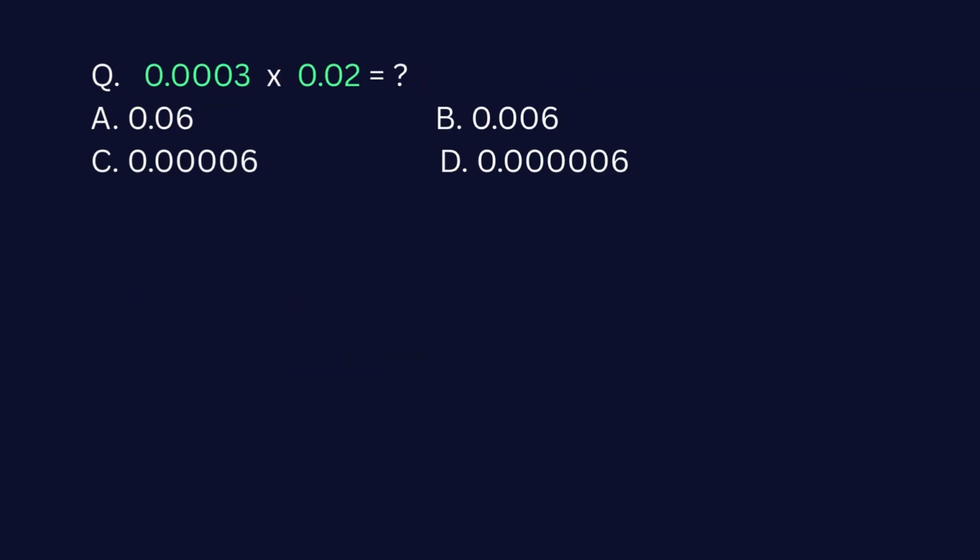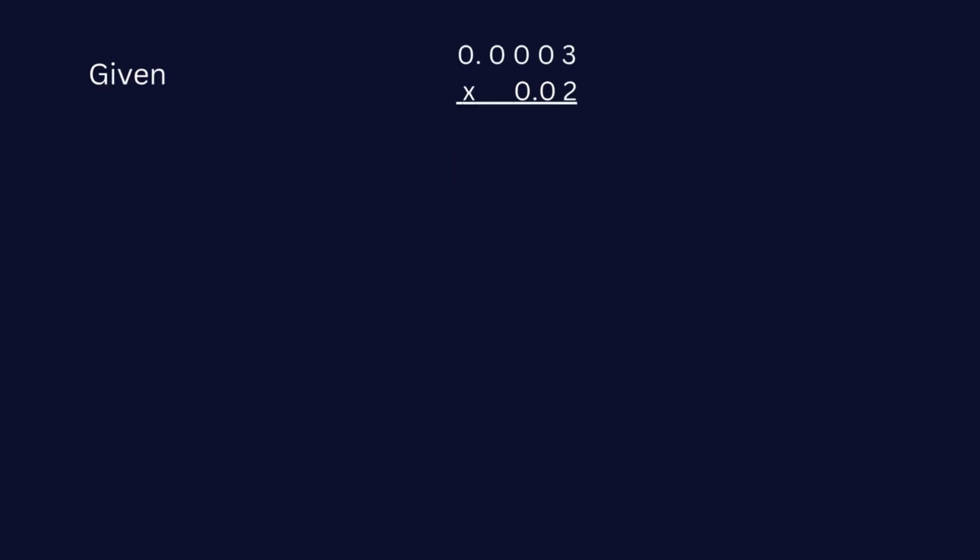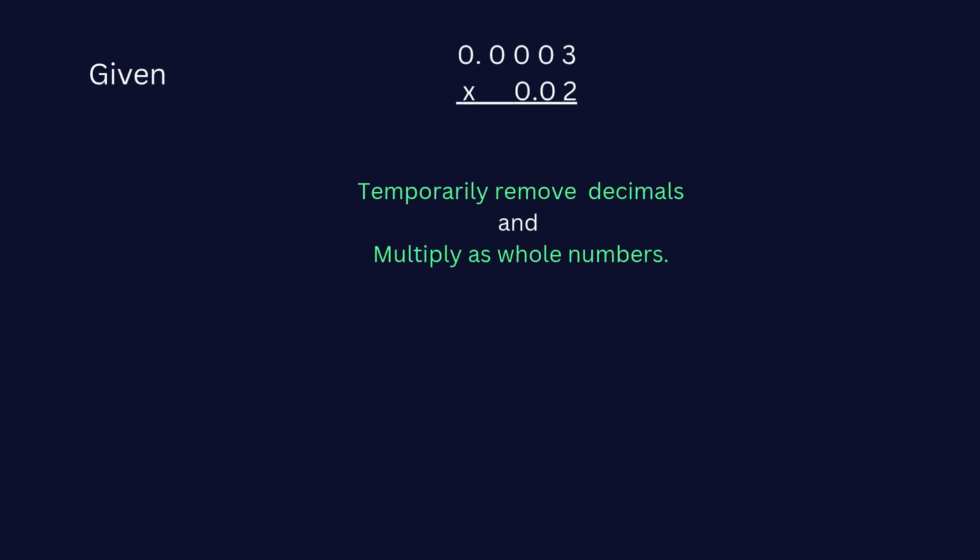Multiply the decimal value of 0.0003 times 0.02. If you look at the options, we've got A, 0.06; B, 0.006; C, 0.00006; and D, 0.000006. Whenever you come across this type of decimal question, the first thing you need to do is temporarily remove the decimal, and then multiply only the whole numbers. In our case, the whole numbers are 3 and 2. So 3 times 2 will give me 6. And then I need to count the total decimal places.